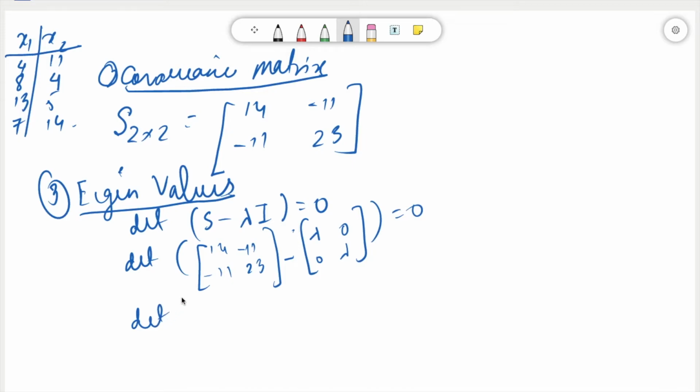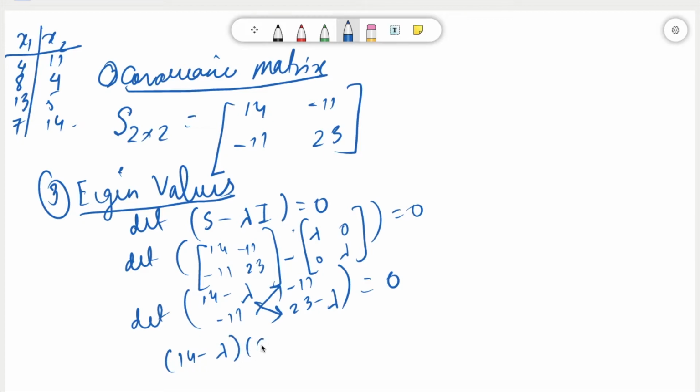So the determinant, if you do this, will be 14 minus lambda, minus 11, minus 11, and 23 minus lambda, equal to 0. Now to find the determinant, this multiplied with this minus this multiplied with this is equal to 0. So this will form (14 minus lambda) multiplied by (23 minus lambda), minus (minus 11) into (minus 11), is equal to 0.